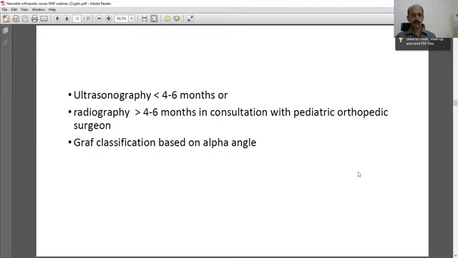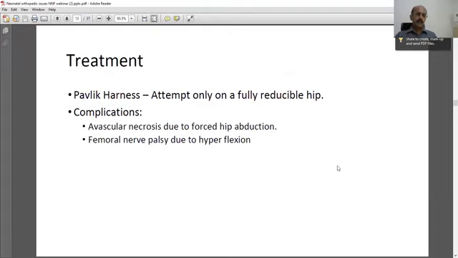is important. Coming to the treatment, once we decide that it's to be treated, then it's not the orthopedician's job. Pavlik harness is to be done, and one thing we have to keep in mind is that it has to be attempted only on a fully reducible hip. Complications include avascular necrosis if it is done with forced hip abduction, and femoral nerve palsy can happen because of hyperflexion if it is done.